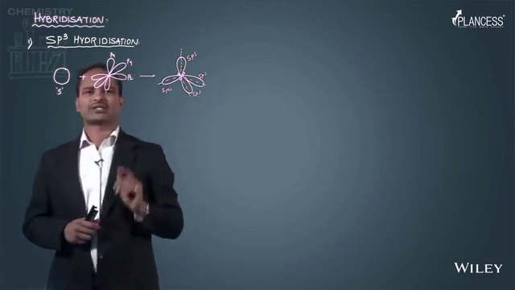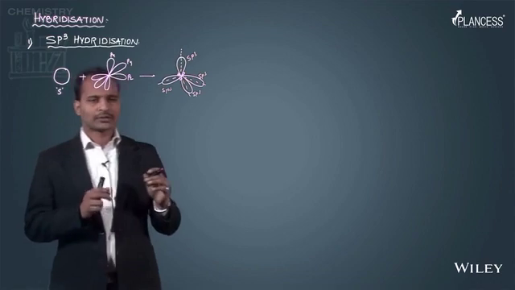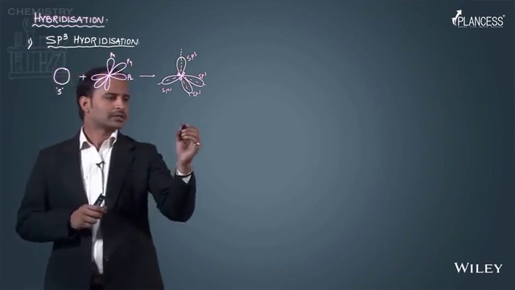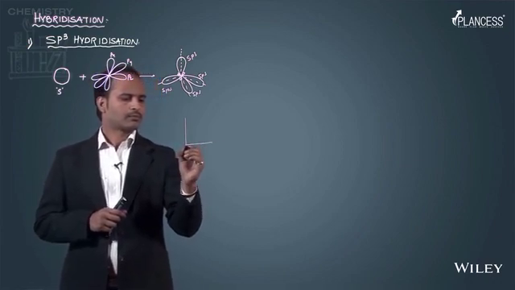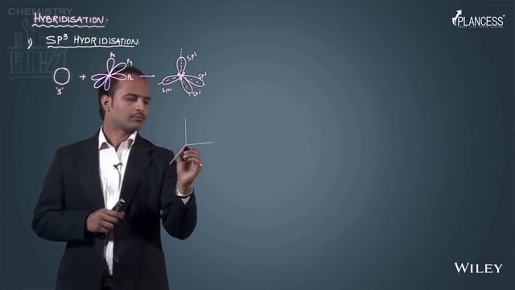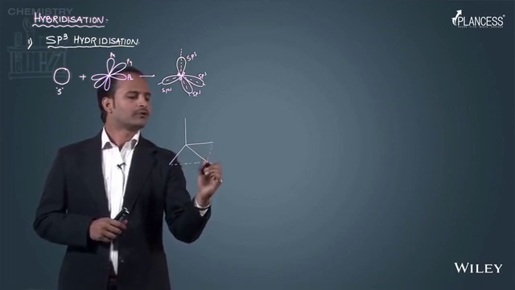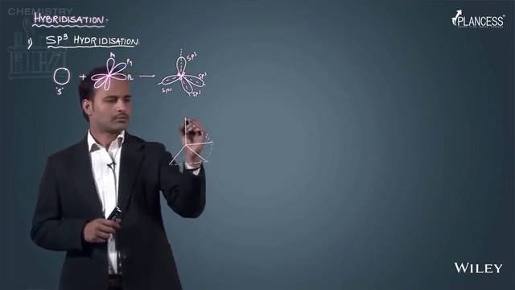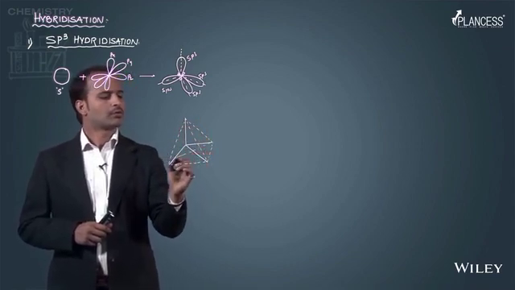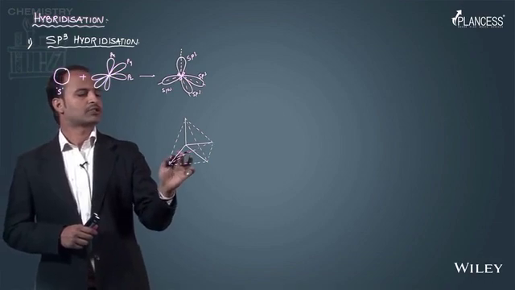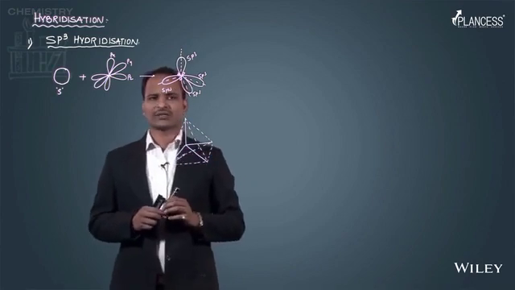And the geometry is called tetrahedral geometry. This is called the tetrahedral geometry of sp3 orbitals. Now, if I am talking about the geometry, then the geometry is something like this. So these are the 4 orbitals that I am joining, all 4. So when all 4 are joined, then it is called tetrahedral geometry.